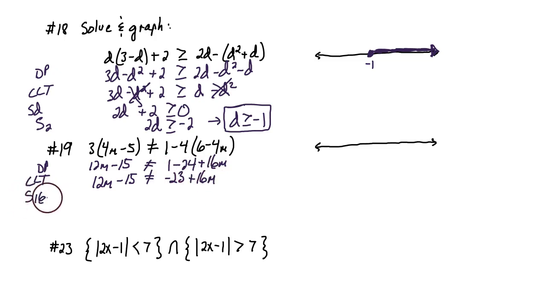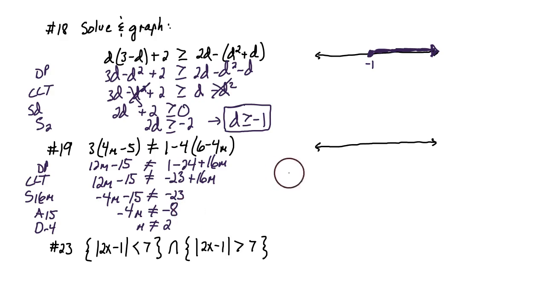Next, subtract 16m from both sides. 12m subtract 16m is negative 4m. Then add 15 to both sides. And divide by the coefficient negative 4. We find out that m is not equal to 2. So on a graph, put 2, put an open circle, and shade all numbers that are not the 2.